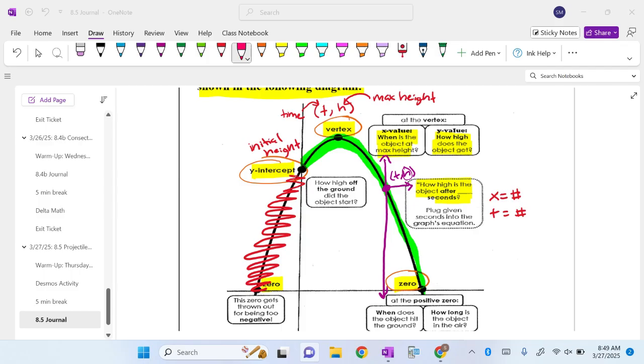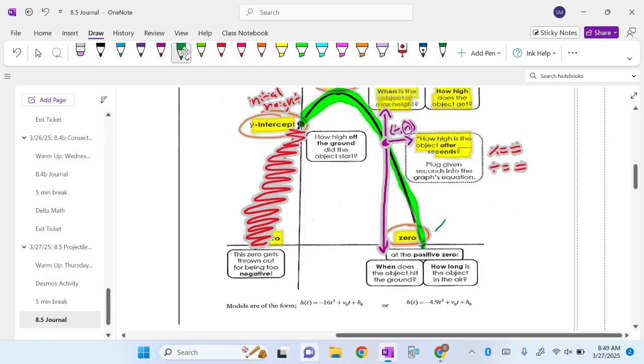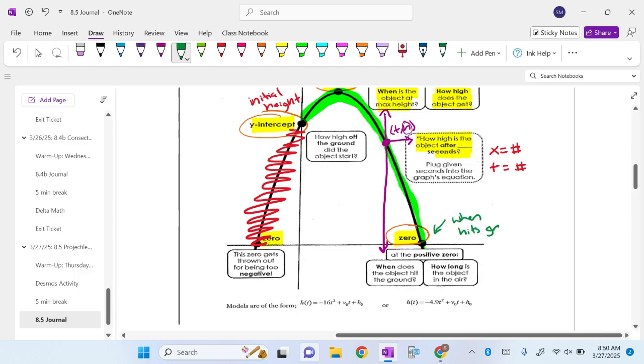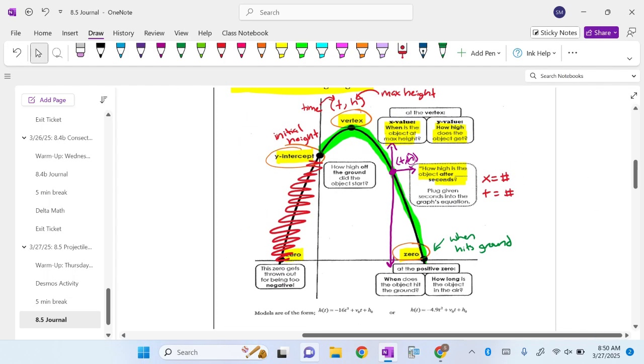All right. And then lastly, the positive 0 is when does the object hit the ground, or how long is the object in the air. So this is when it hits the ground. All right, so that's just kind of a recap of what we've already discussed with the Desmos activity.